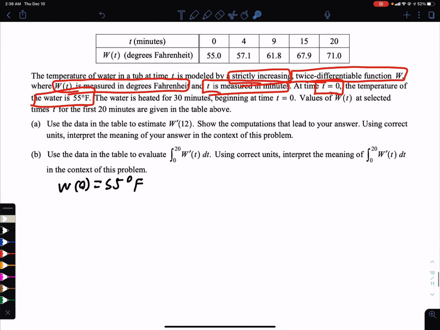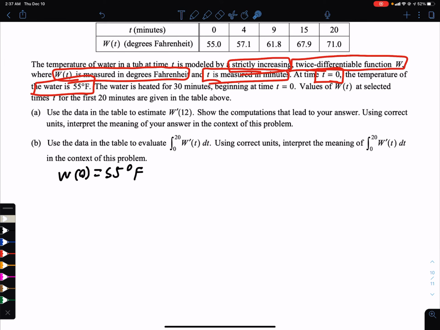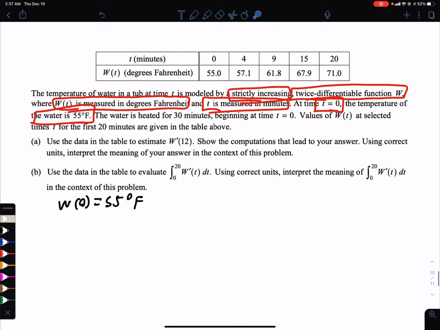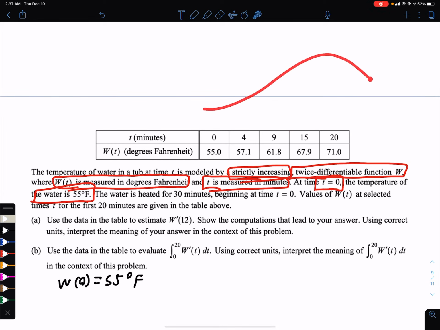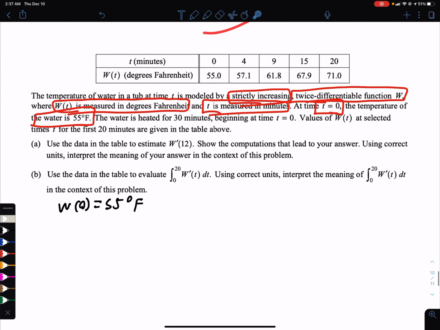Okay, let's look at part A. Use the data in the table to estimate W prime of 12, the derivative. What's the derivative at 12? This is a super common question. 12 is somewhere between here. So if you were to graph these points, you get some kind of a function. Well, the derivative at 12 is the slope at 12. And we've done this before. How do you estimate that slope? You take 2 points around it. You find the slope of the secant line to approximate the slope of the tangent line.